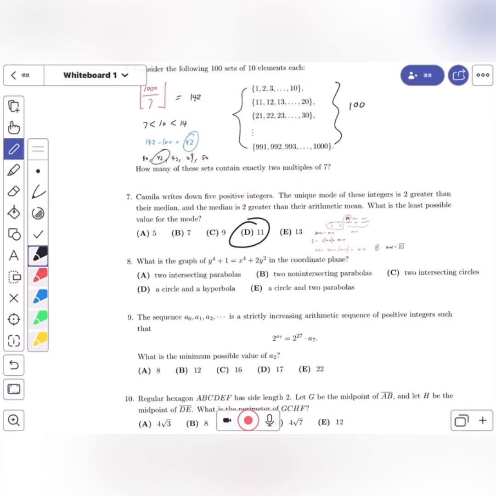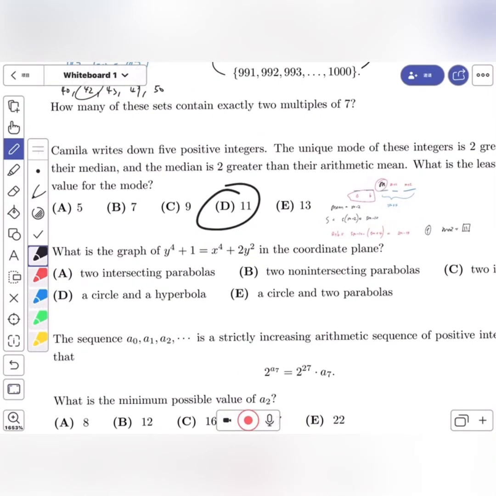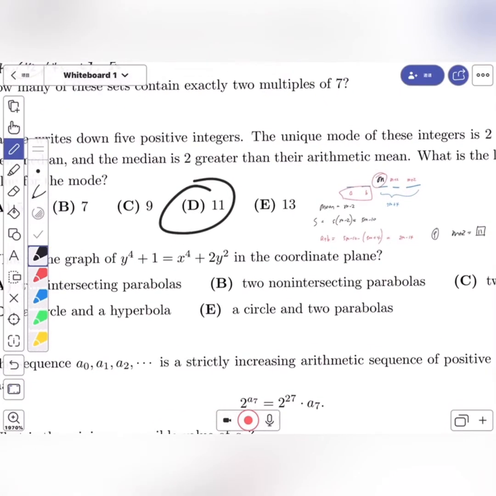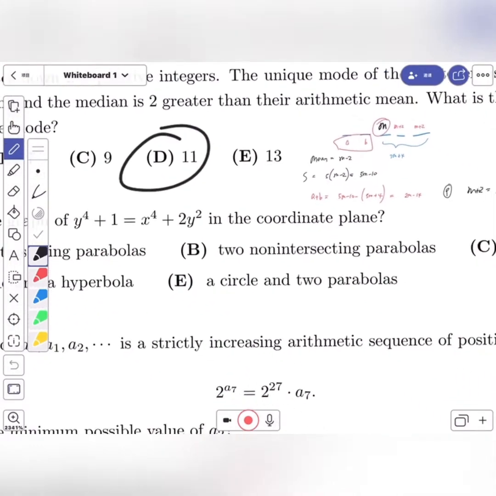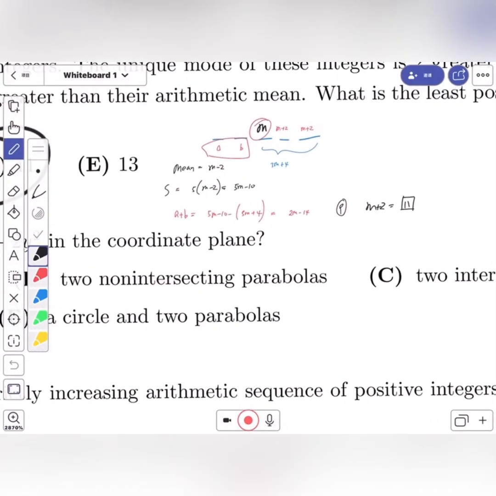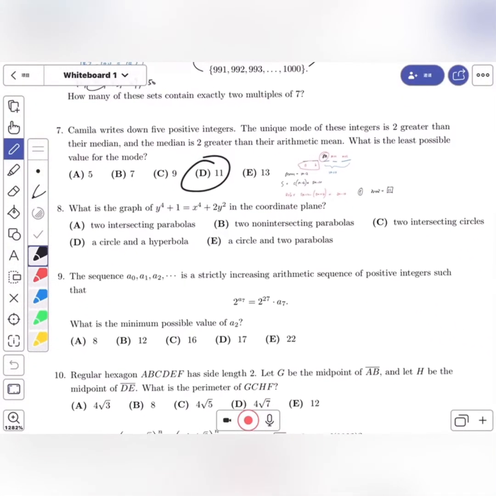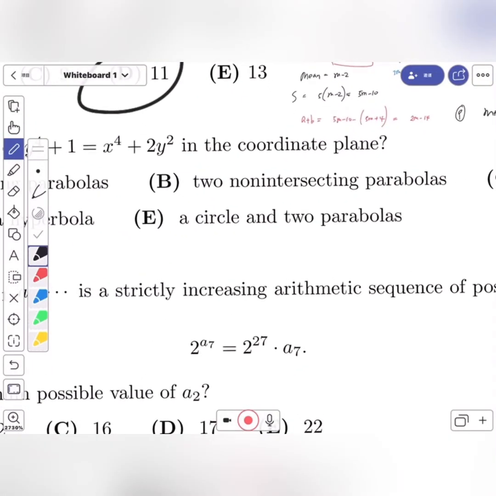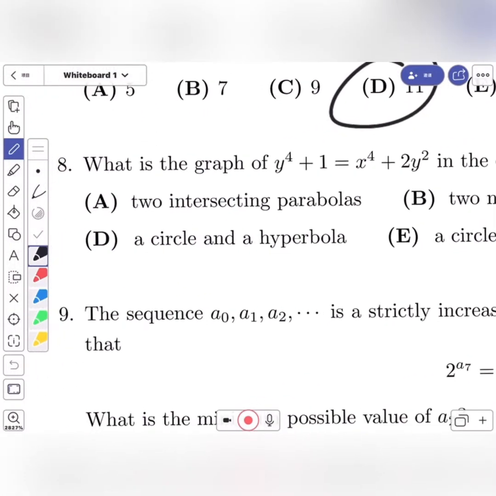Now let's go on to problem 8. What is the graph of y to the 4th plus 1 equals x to the 4th plus 2y squared? Okay. This seems to be pretty hard to factor. Well, but something intuitive to do in this case would be to try to separate these into x and y. So if we separate this equation, we're going to get y to the 4th plus 1 minus 2y squared is equal to x to the 4th.